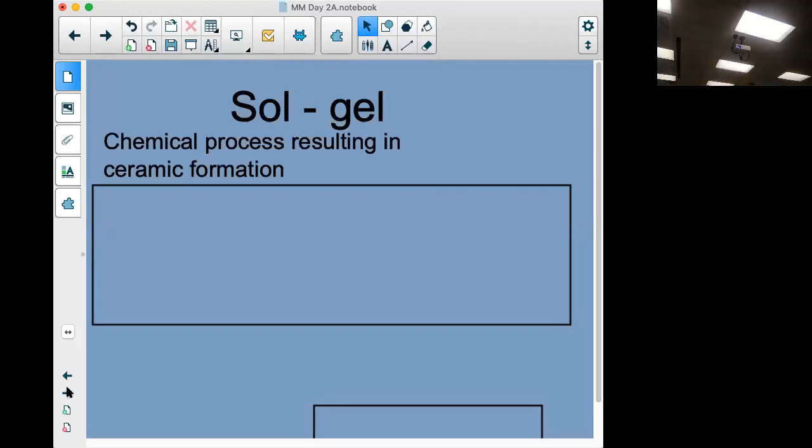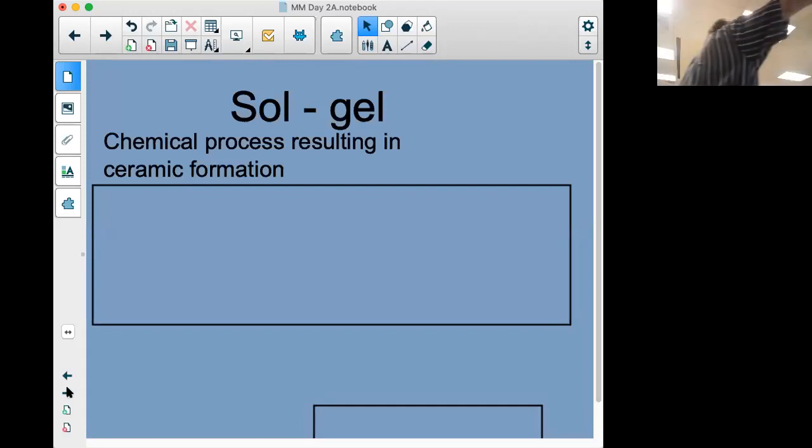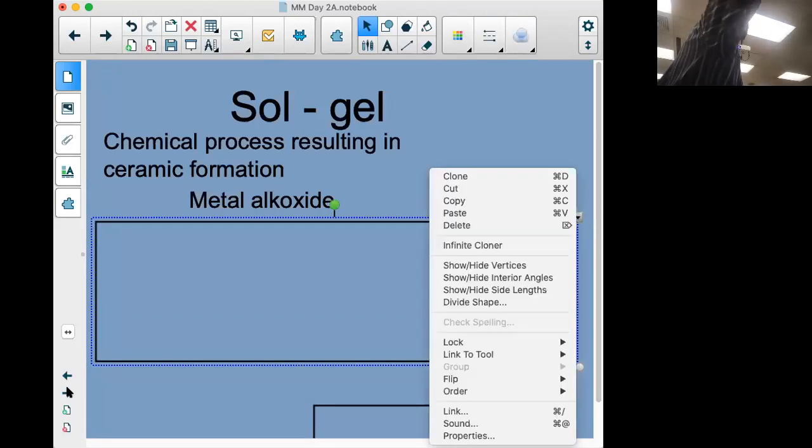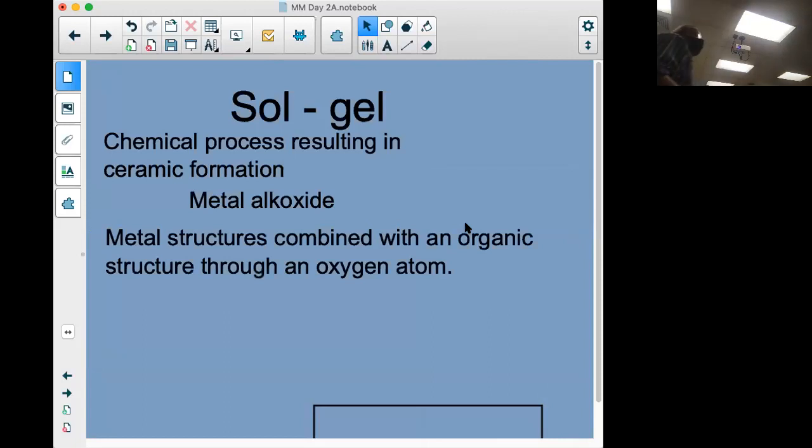Now, one of the reasons we use sol gels is because we want really small particles that are uniform in size. These particles are called metal alkoxides. I can't quite pronounce it right now. Metal alkoxides. Metal alkoxides are defined as metal structures combined with an organic structure through an oxygen atom. Okay?